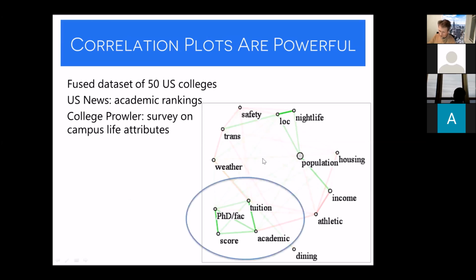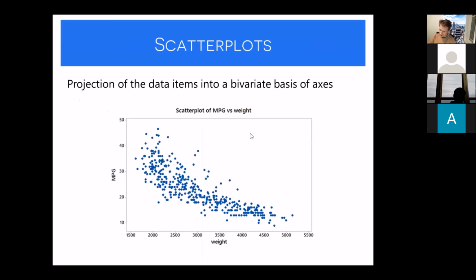So now let's look at scatter plots. We learned about this. It's a projection of data items in a bivariate basis of axes. Here it shows weight and miles per gallon. Clearly a negative correlation is going on. A little bit polynomial, not perfectly linear, a little bit curved. But only visualization can show you this.